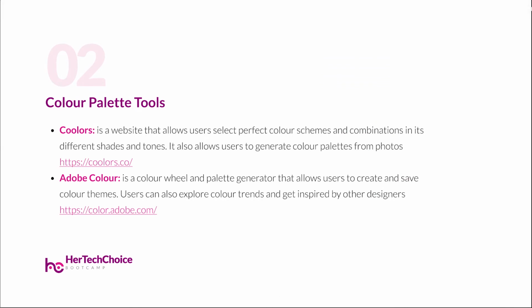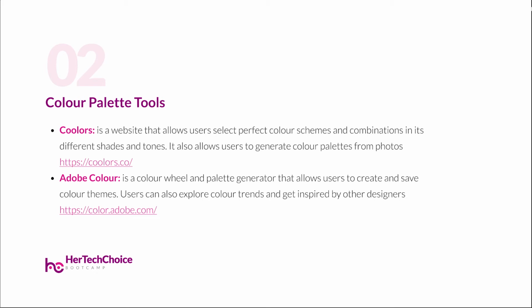So, here are examples of color palette tools that you can use. Coolors is a very great website that allows users to select a perfect color scheme and combination in its different shades and tones. It also allows users to generate color palettes from photos, and that's the website coolors.co.